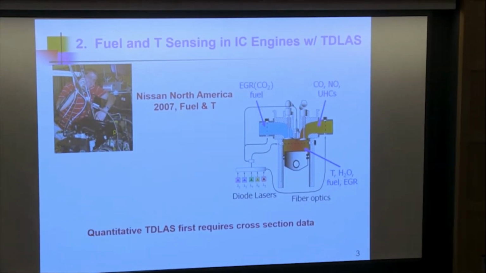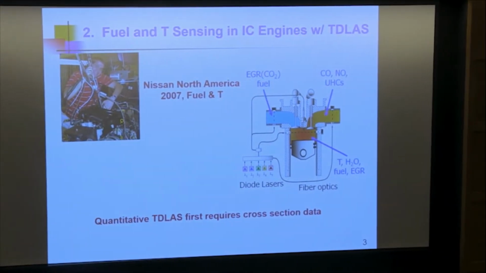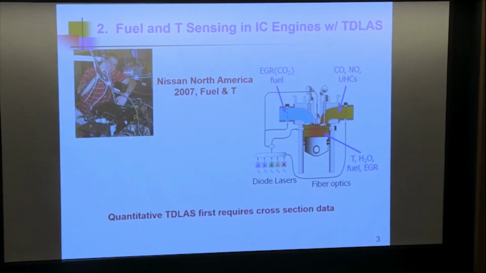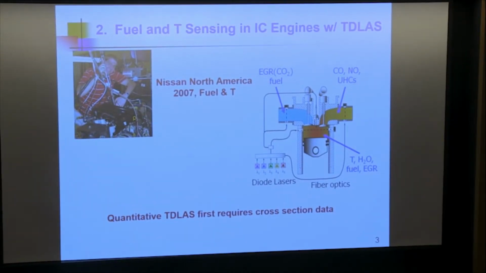Okay, then we went to Nissan in 2007. That was Detroit, where a production engine was being tested. Basically, we usually develop the concept, do it on a bench top, maybe test it in a flame, assemble it with fiber optics, take it to a prototype engine, and then eventually we actually went to Japan and did this successfully.